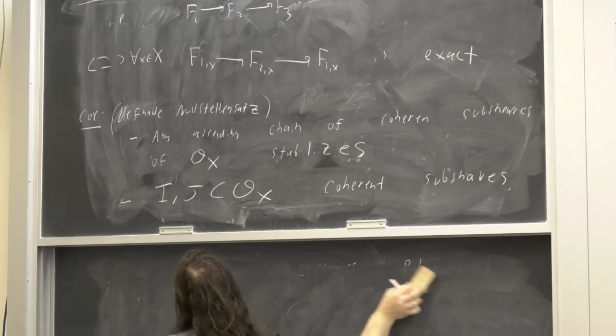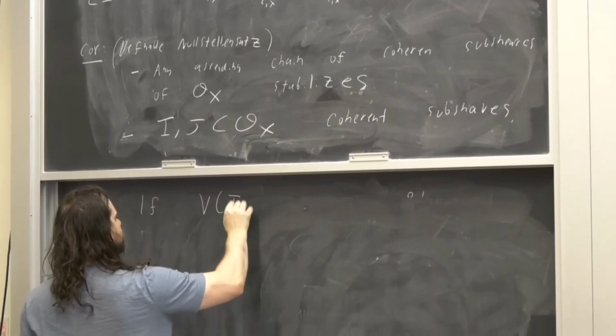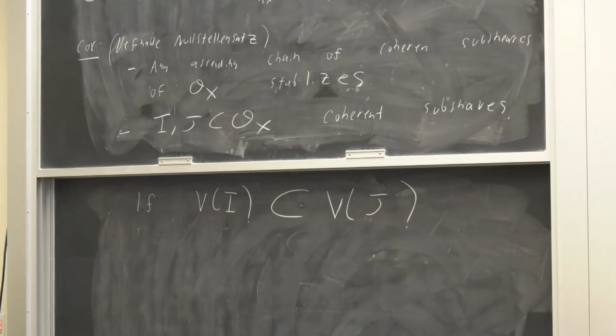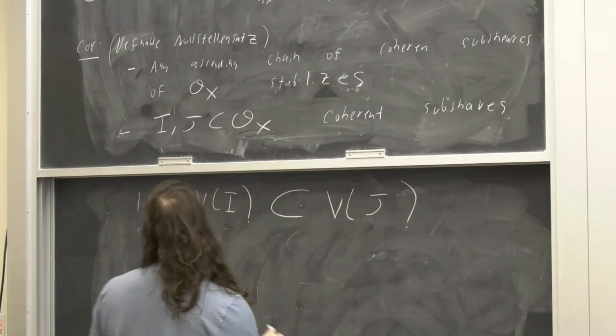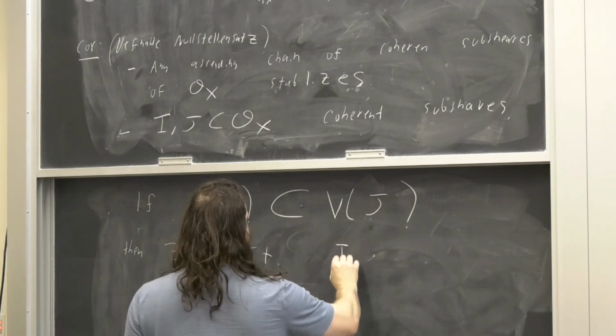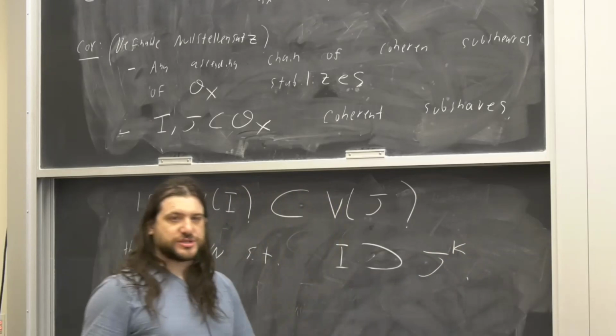That if the zero set of I is contained in the zero set of J, so if everything I kills, J kills as well, then there exists some natural number K such that I contains J to the K. So this is our general Nullstellensatz, in the definable world.